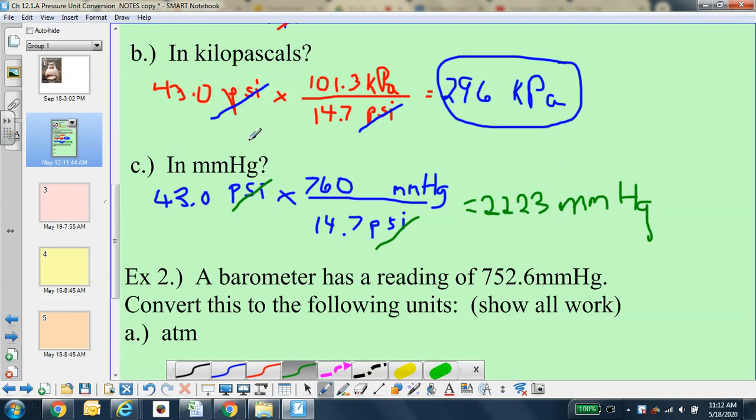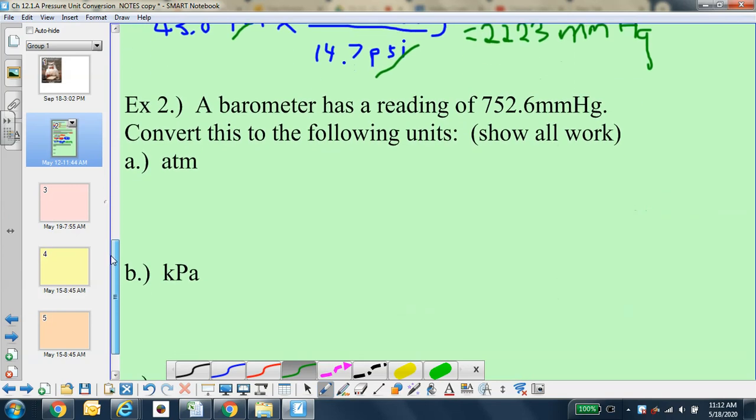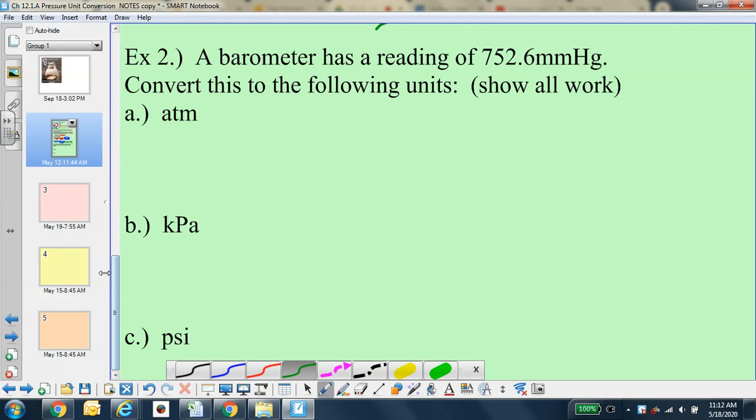Okay, so this is how we do our dimensional analysis, converting from one unit to another. And there are several units for pressure, standard pressures. So you may want to pause the video right now, work out the next example, and then come back to the video and see if you've worked them out correctly.